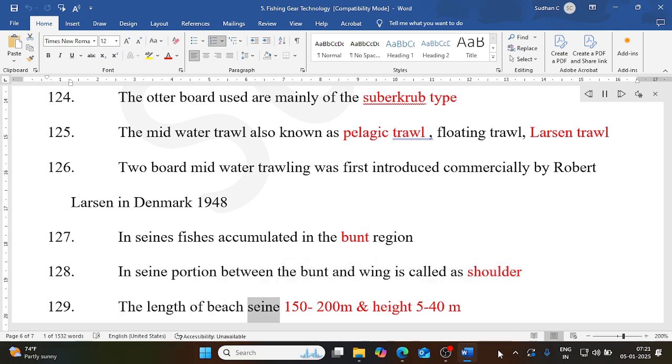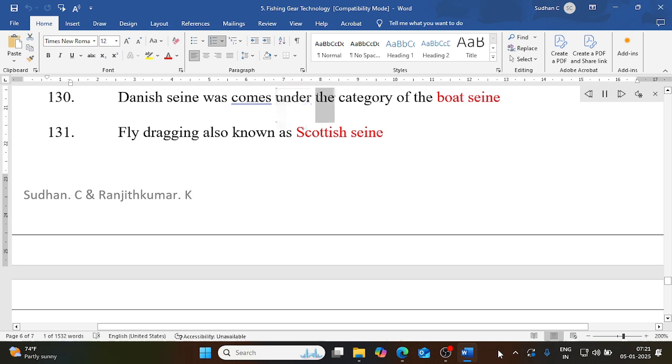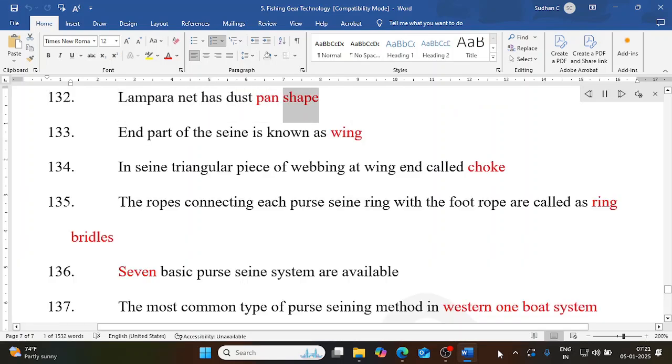The length of a beach seine is 150 to 200 m and height 5 to 40 m. Danish seine comes under the category of boat seine. Fly dragging is also known as Scottish seine. Lampara net has a dustpan shape. The end part of the seine is known as wing. In a seine, the triangular piece of webbing at the wing end is called choke.